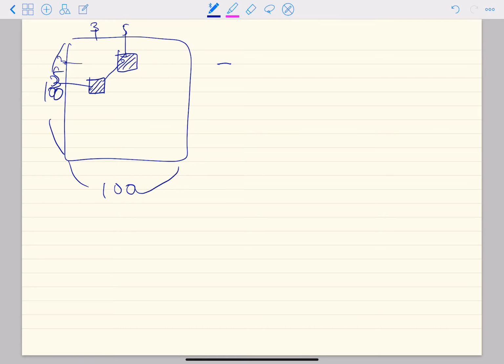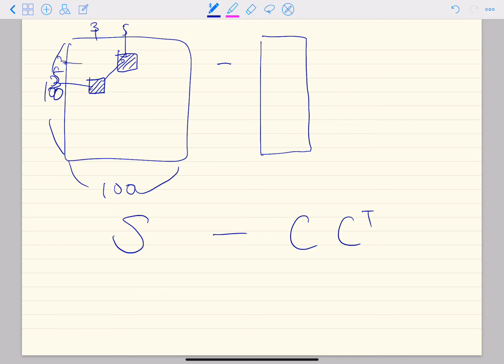Because this matrix is a symmetric matrix, we can also think of the symmetric version of matrix factorization. One representative example is Cholesky factorization, like CC transpose. And we can also think of the non-negativity constrained matrix factorization in this case.